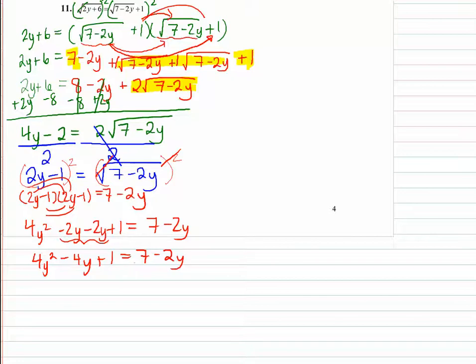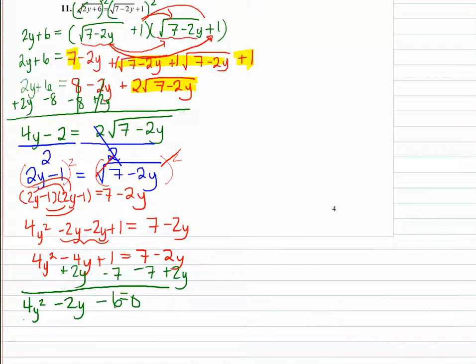And now let's go ahead and bring over the terms. So subtract 7 from 1, and let's add 2y to the negative 4y. Set it equal to 0. So we get 4y squared minus 2y minus 6. Now I'm going to divide the whole problem by 2 because I notice I can reduce the coefficients. So that gives me 2y squared minus y minus 3 equals 0. So now what we need to do is factor that using the AC method.